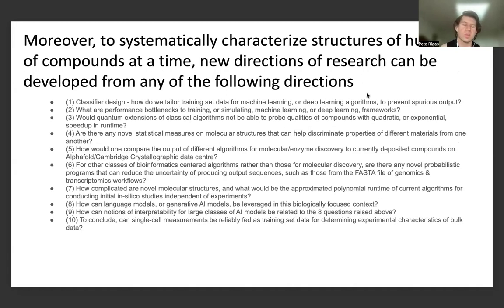and also summarize things more densely within one slide. The first item relates to classifier design, and how we tailor training set data for machine learning or deep learning output to prevent spurious or ill-informed output. This is probably still going to be a question of research and computational interest for years to come, because even if we get more sophisticated algorithms, a supervised algorithm is always going to depend on some degree on the training set data.